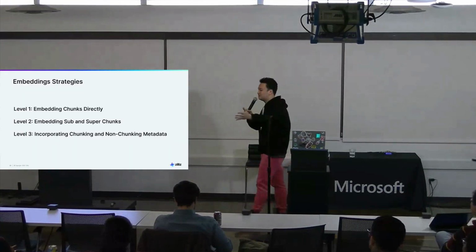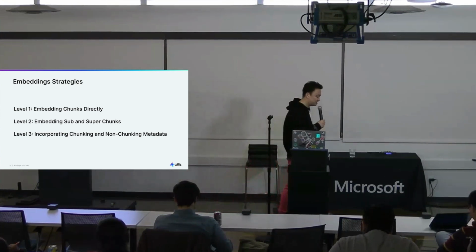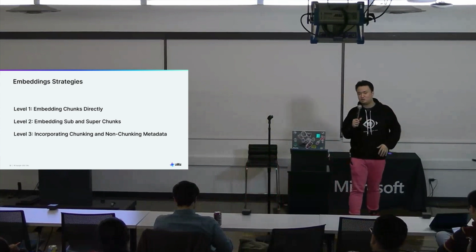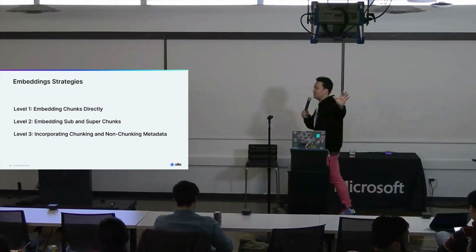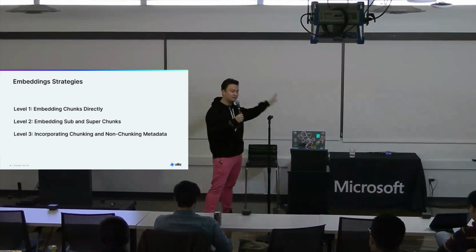Okay. So let's talk about some embedding strategies. I've divided this up into 3 levels of embedding strategies. Level 1 is that you just embed the chunks directly. Just chunk up your data, embed the chunks, don't look at them, who cares? You're going to get the embeddings. This is fine. This is your basics.